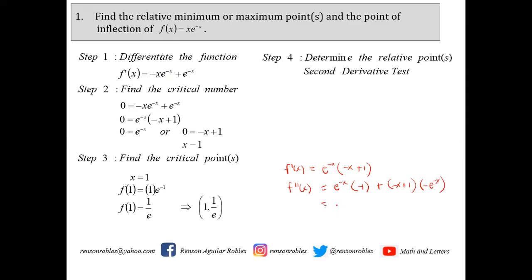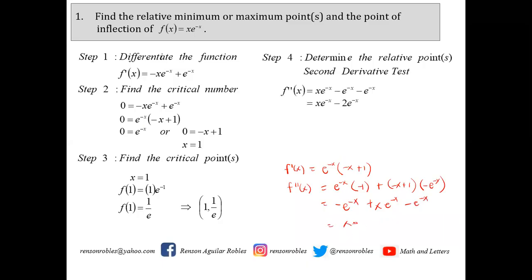So we shall have negative e to the negative x plus x e to the negative x minus e to the negative x, or that will become x e to the negative x minus 2 e to the negative x. So here we go. And then to determine whether this point is a relative minimum or relative maximum, we will replace x here by 1.